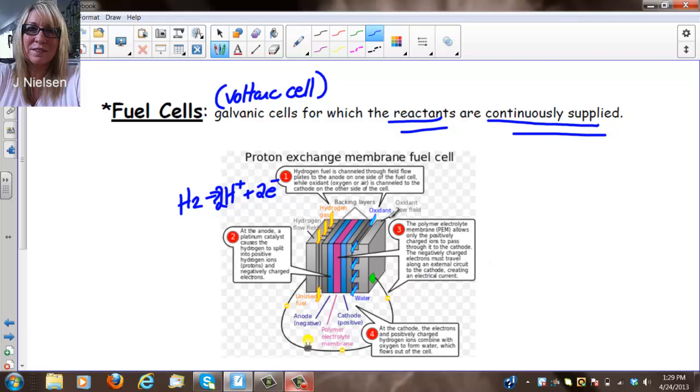And that's basically how a fuel cell works. Again, you won't be tested on fuel cells, but you should know that a fuel cell is a type of voltaic cell. Okay, and that is the end of the unit.